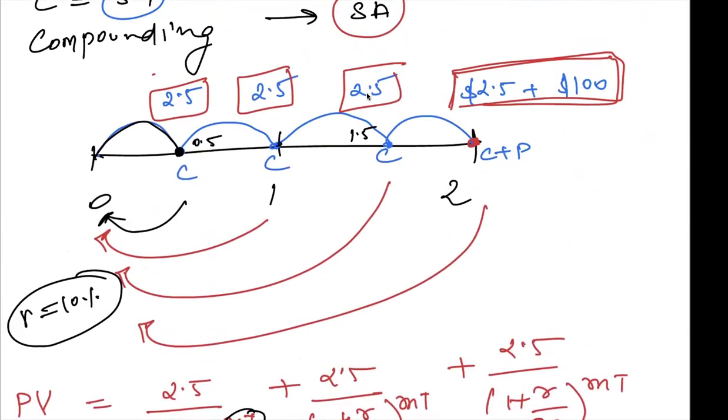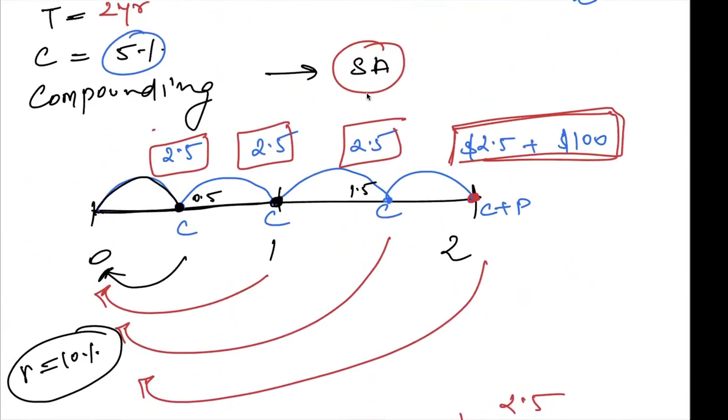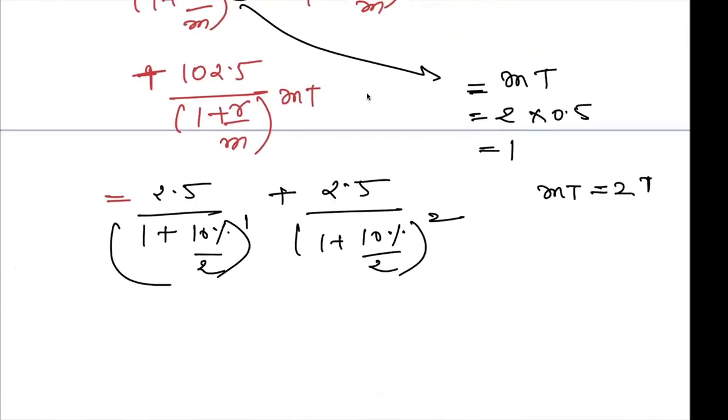Similarly, here you are receiving this money when? In 1 year. So MT will be what? M is 2, T is 1, so this is 2. Or just look at it visually. If you look at how many times compounding is happening, 2 times, right? So that's why it is 2.